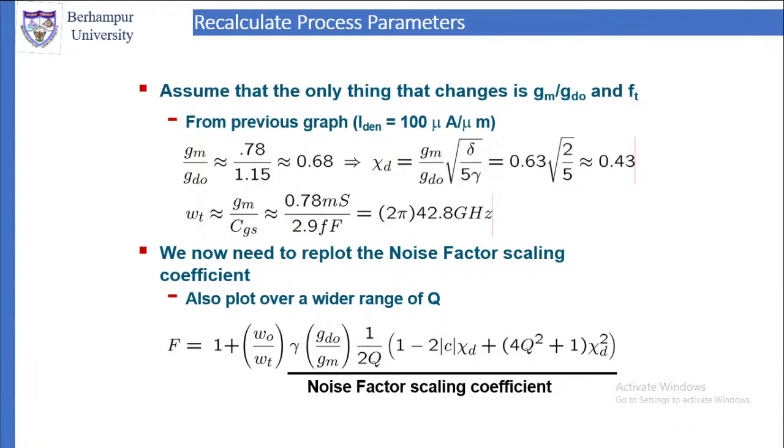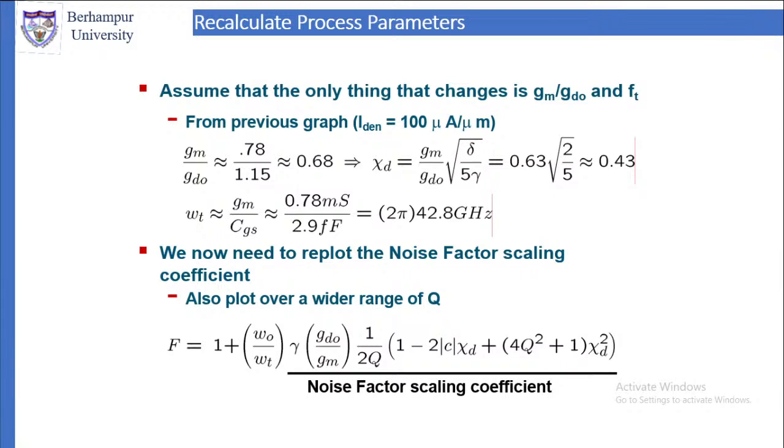Then omega T is GM by CGS, the transconductance divided by the gate source capacitance. So that will be equal to 0.78 divided by 2.9. Transconductance is 0.78 and gate source capacitance is 2.9. So put those values, that will give you 2 pi into 42.8 gigahertz. So omega T is equal to 2 pi into 42.8 gigahertz. So these come from the previous graph, the graph that we saw.